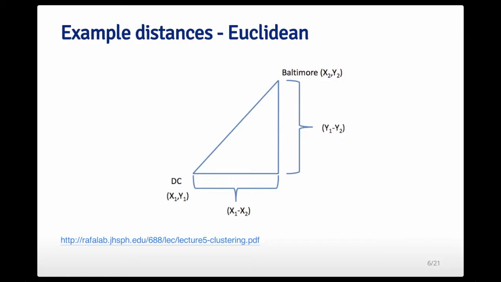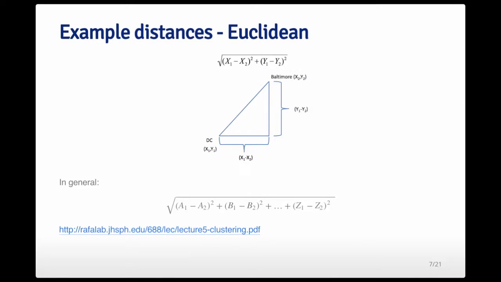And the distance is going to be a function of the difference in the x coordinates and the difference in the y coordinates. So to calculate the Euclidean distance, you take the difference in the x-coordinates, you square it. You take the difference in the y-coordinates and you square it. You add the two squares together, you take the square root. That's the classical definition of Euclidean distance.